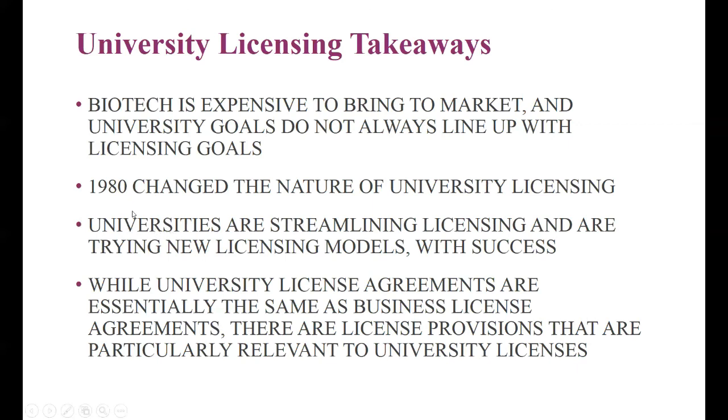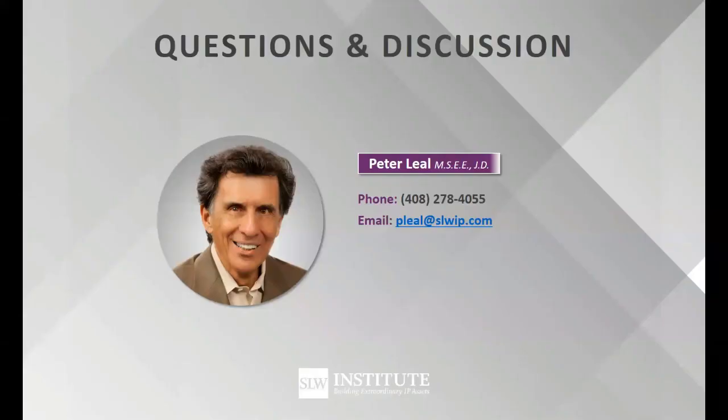We also talked about the fact that universities are streamlining licensing, trying new licensing models with success. We pointed particularly to University of Minnesota and Penn State. And then finally, we talked about how, while university license agreements are essentially the same as business license agreements, there are license provisions in university licenses that are particularly relevant to universities. And they're much more tightly drafted and tightly drawn than usual business licenses. That ends our presentation.